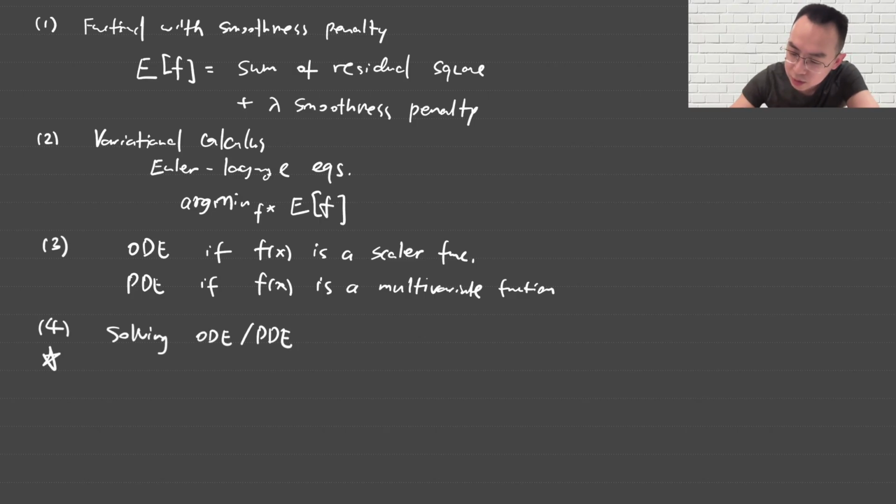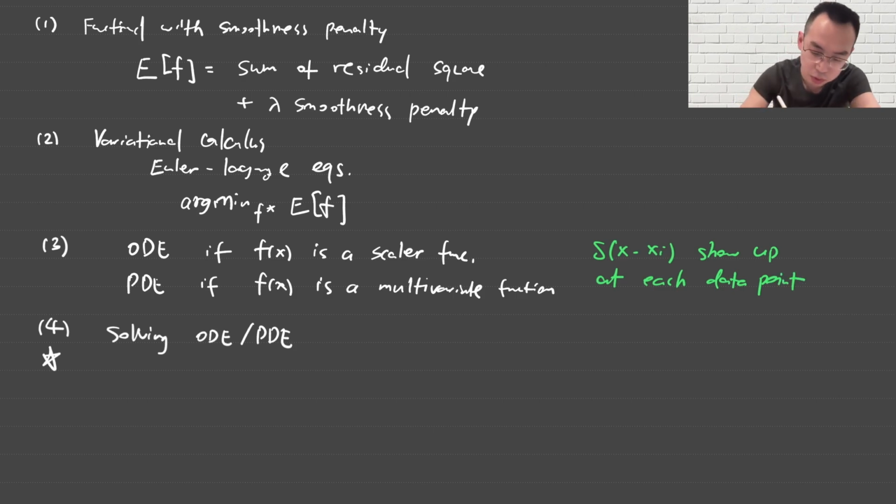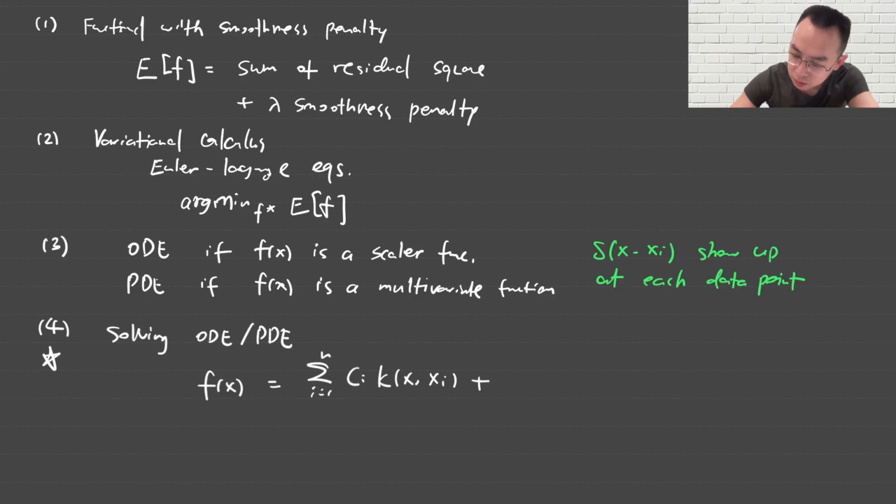I must emphasize here that both of them involve the delta function, right? Because we observed data points, the delta occurred exactly at each data point. So delta(x minus xi) shows up at each data point. And then the kernel function just shows up as a solution to that, right? So we can write the solution in this way, equal to the sum of c_i times kernel function k(x, xi), plus some affine terms. Those are the linear terms, but the nonlinear part has the kernel function in it.